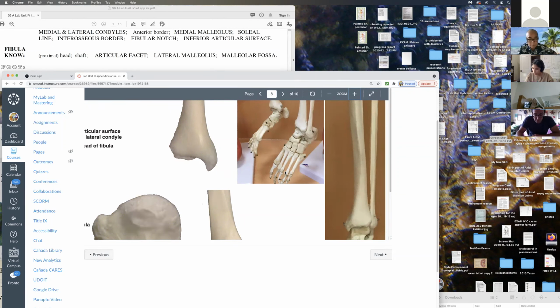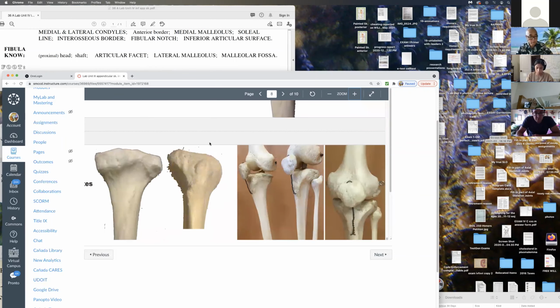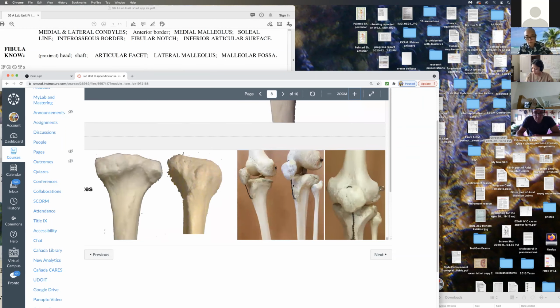Professor, for the fibula, where's the articular facet again? Articular facet is on the very top of the head. Oh, the top of it. Okay. Gotcha. Thank you.